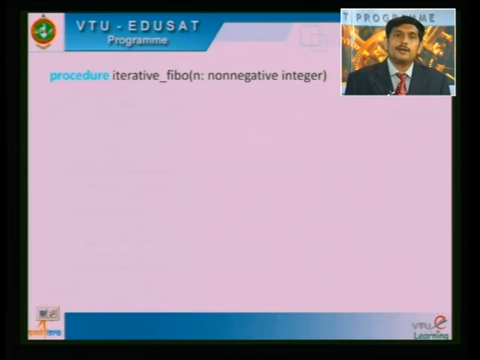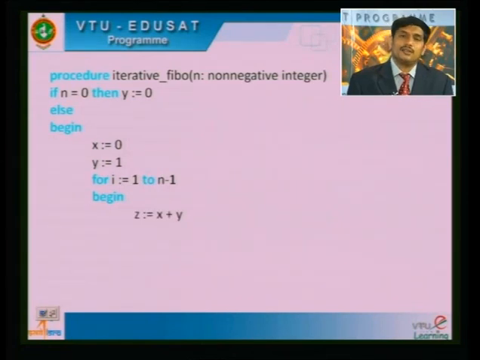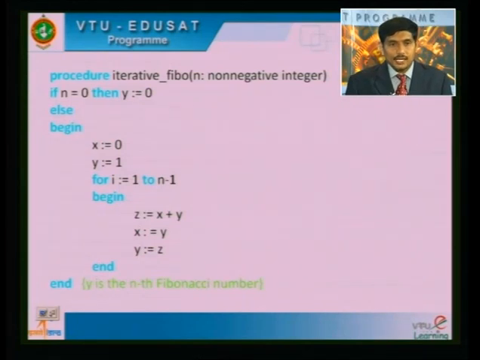This is the procedure iterative_Fibonacci(n), where n is a non-negative integer. If n equals 0, then y equals 0, else begin with x equals 0, next y equals 1, then for i equals 1 to n minus 1, begin: z equals x plus y, then x equals y, then y equals z. This is the end of the procedure, the algorithm for Fibonacci iteration. At the end, y is the nth Fibonacci number.